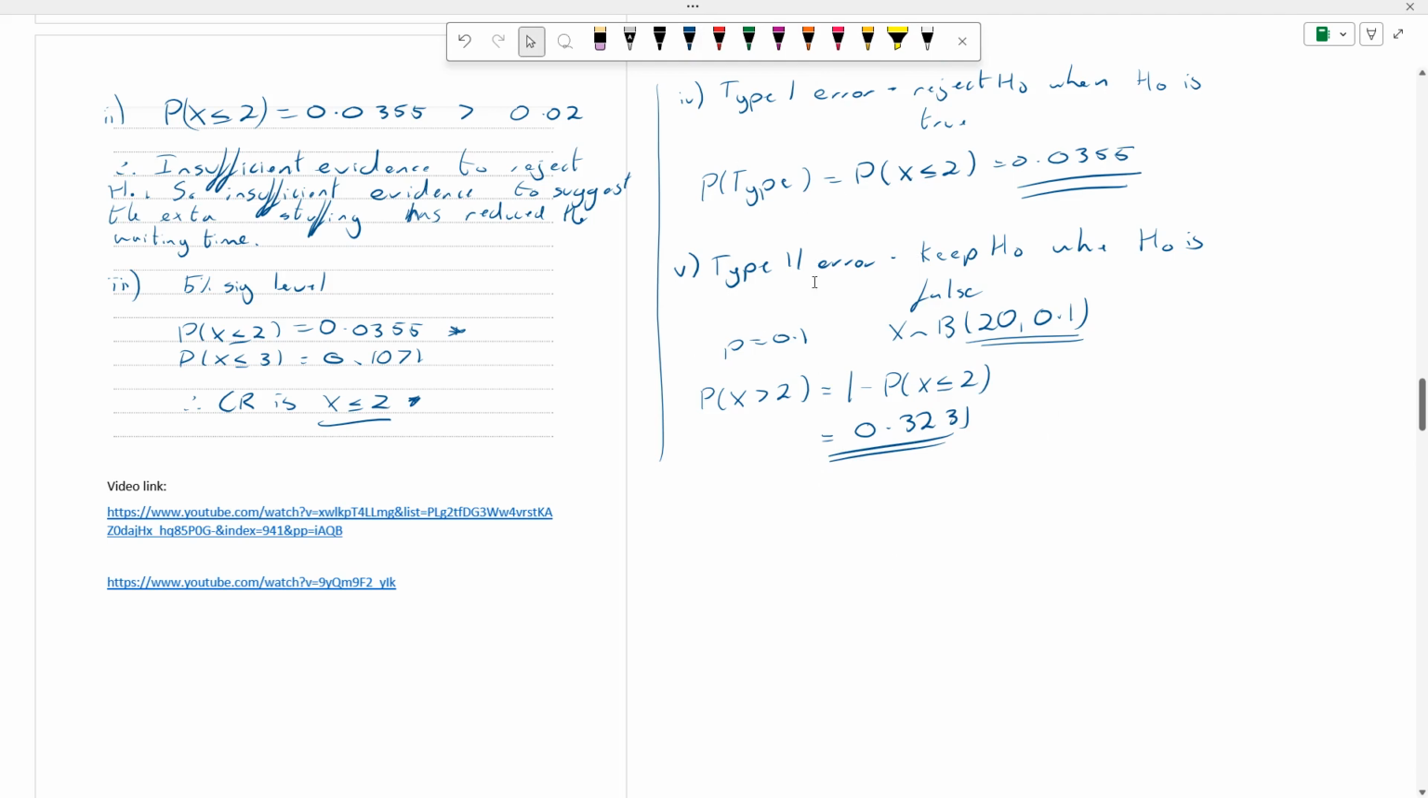So quite difficult, type errors can be, okay, and you can see they can be easily mixed up, so we just need to be careful which one's which.